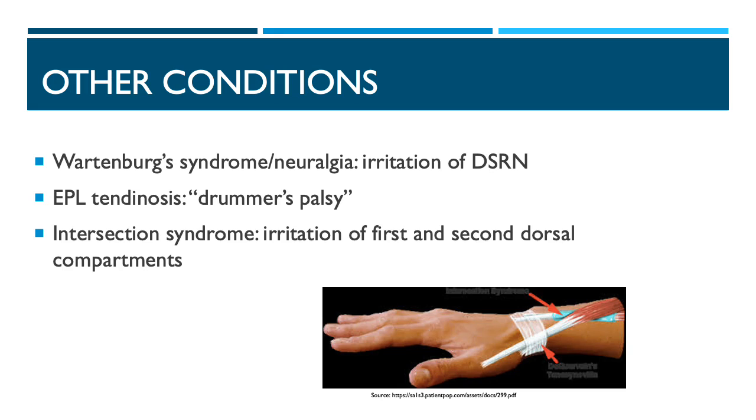Other conditions that you might see in this zone of the wrist are Wartenberg syndrome or Wartenberg's neuralgia that we talked about for irritation of the dorsal radial sensory nerve. You might see EPL tendinosis or what's called drummer's palsy, or intersection syndrome, which is irritation of the first and second dorsal compartments where they cross over.